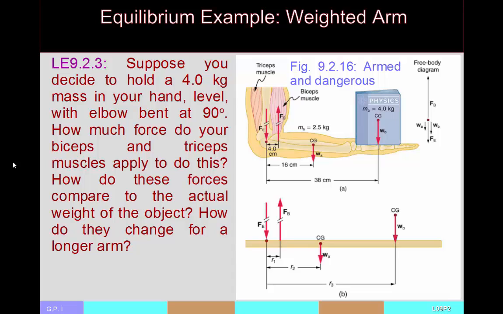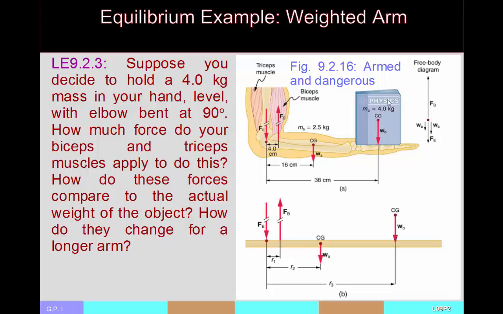So let's look at the equilibrium of a weighted arm. The basic question of this might be, suppose you decide to lift a mass in your hand, like your physics textbook, and you hold it there so that your elbow makes a 90-degree angle. In other words, your arm is parallel to the ground. And the question is, how much force do you have to apply from your bicep muscles and your tricep muscles in order to hold this mass up in the air?